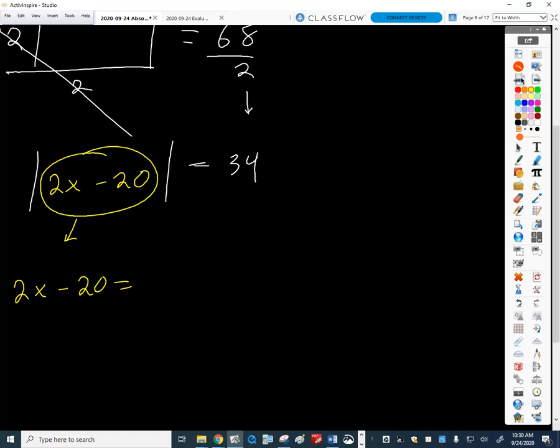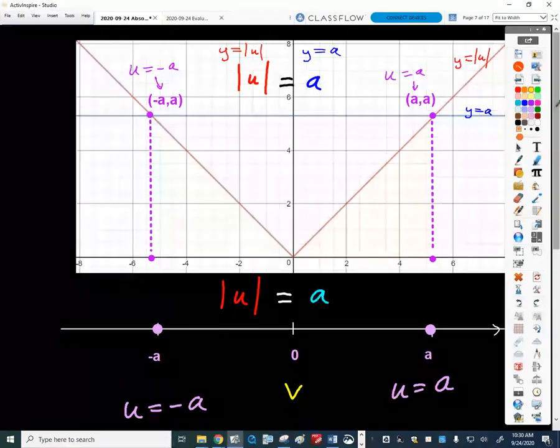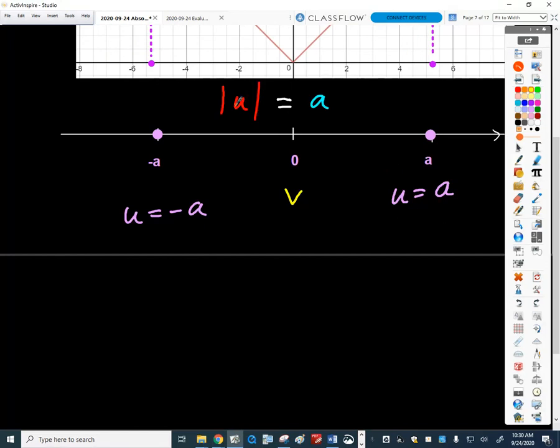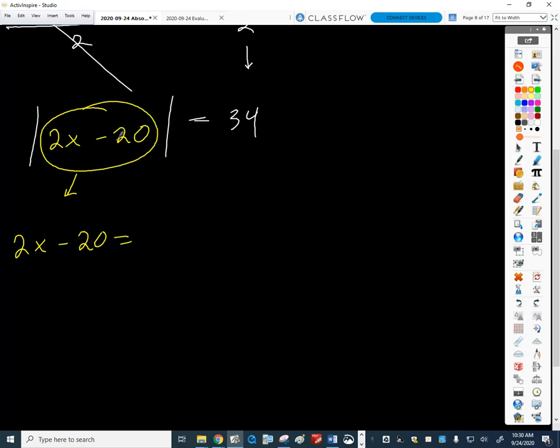Now think about, pause for just a second, right? We know that if the absolute, let's go back to this slide for just a second. If the absolute value of something, call it u, is equal to a number, then either what's inside, which is just a u, we'll call it, equals the negative number or it equals the positive number. Okay, so what's inside here? What's our u? Well, it's a 2x minus 20, right? So either that equals what?